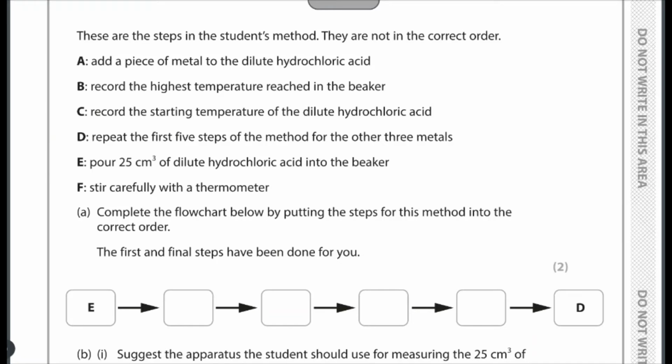Complete the flowchart below by putting the steps for this method into the correct order. The first and the final steps have been done for you. So they have given E and D, so we'll cut out that. Pour 25 cubic centimeters of dilute hydrochloric acid into the beaker, that's given. After that, we can say record the starting temperature of the dilute hydrochloric acid, so it has to be C. Then D is given once again. Record the highest temperature reached? No, add a piece of metal. Yeah, now we need to add this one, add a piece of metal. After that, stir carefully with the thermometer, F. Then we can say record the highest temperature, B.